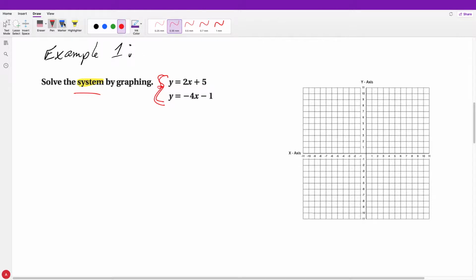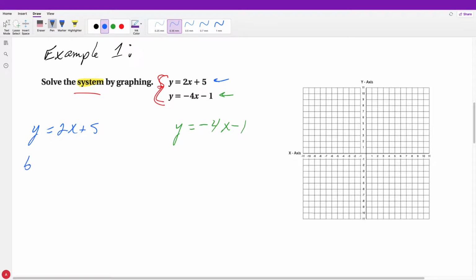All right, I'm going to graph this first equation in blue and the second equation in green. So when we're solving a system of equations, it's pretty simple and straightforward when we're graphing. We just graph each of these equations, so y is equal to 2x plus 5, and y is equal to negative 4x minus 1. We just graph each of these individually.